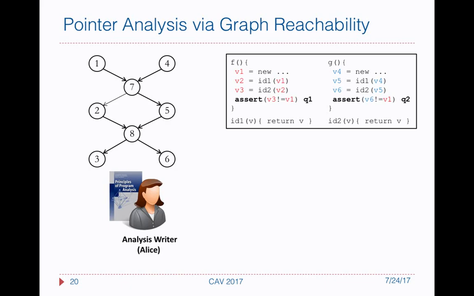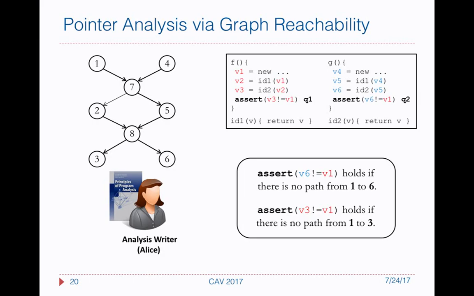Now, what you see at nodes 7 and 8 is the flow of data at the calls and returns of ID1 and ID2. So 7 represents the flow of data in ID1 because it is called from both F and G. We have edges incoming into it from 1 and 4. And similarly, node 8 represents the flow of information in ID2. And so we have edges coming in from 2 and 5.